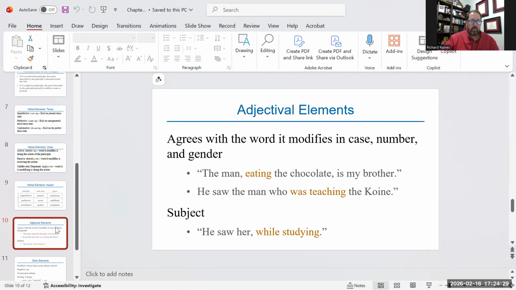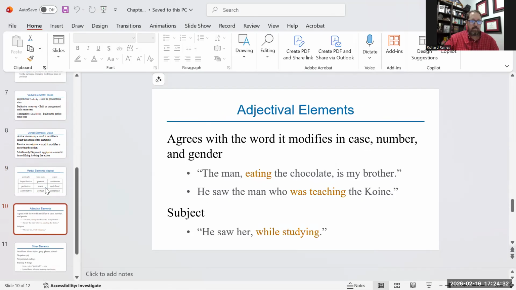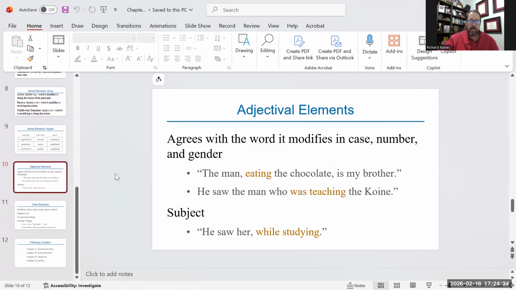Here are the elements of a participle that are related to an adjective. It is going to agree with the word it modifies in case, number, and gender. It's going to make it really easy for you because you know how Greek is up to this point. In English, that participle is going to fall in a specific word order place, right? Because we value word order in English. Greek doesn't value word order like that. And so the participle and the word it modifies may be separated by two or three words.